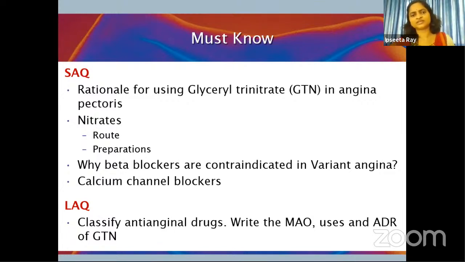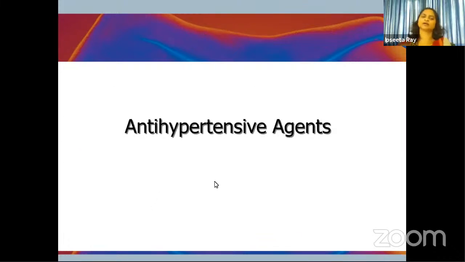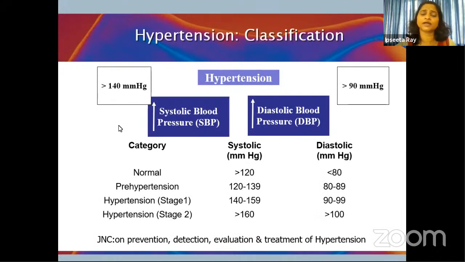So with this, now we move on to the second topic under cardiovascular system, that is anti-hypertensive drugs. We know that hypertension is sustained increase in the blood pressure, which is systolic more than 140 and diastolic more than 90 millimeters of mercury. And based on the JNC guidelines, which is the Joint National Committee guidelines on the prevention, detection, evaluation and treatment of hypertension, we classify hypertension into stage 1 and stage 2 depending upon the systolic and the diastolic blood pressure recordings.